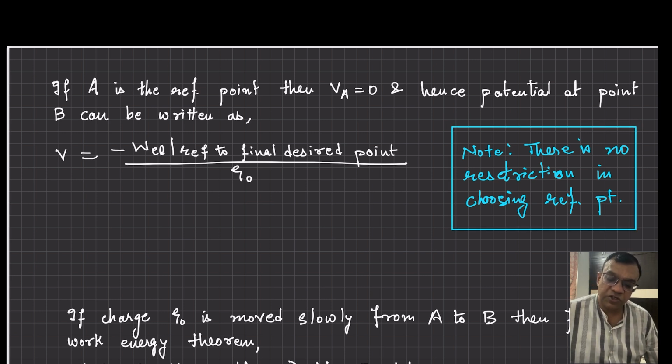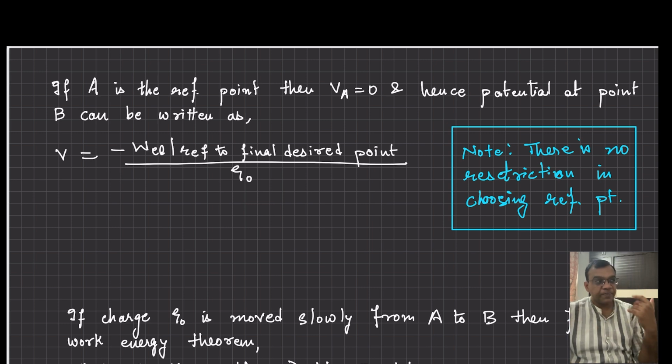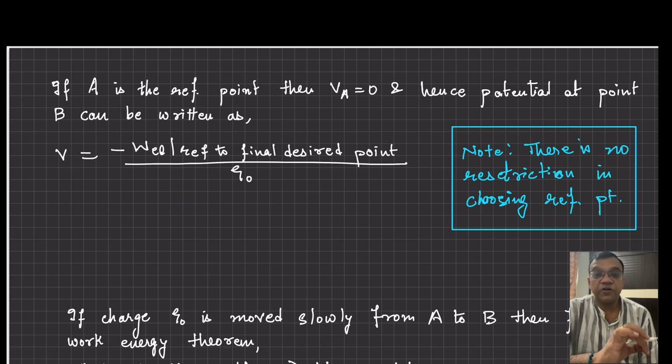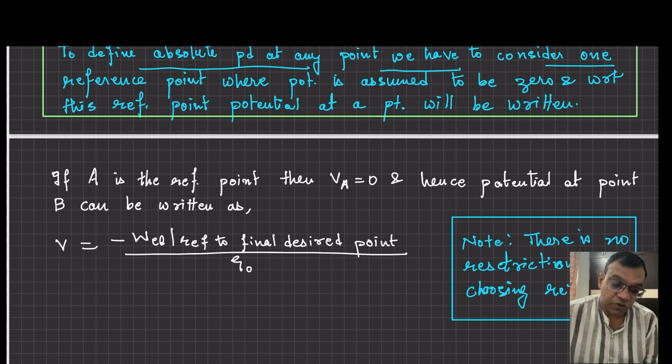There will be only one restriction. It will come in current electricity, and in this chapter also at some places. If in the question any point is mentioned as grounded, then you cannot take any other point as the zero potential, because we choose the ground as the zero potential, right? So if you want to define the absolute potential at a point, we have to take one reference point.